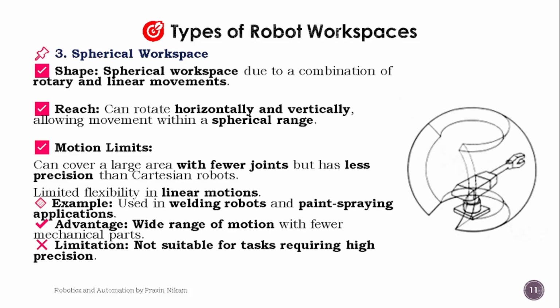Example is used in welding robots and paint spraying applications. Advantage is a wide range of motion with fewer mechanical parts, and limitation is not suitable for tasks requiring high precision.